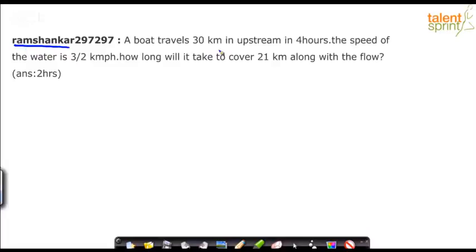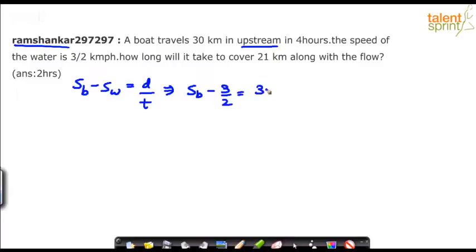Let me quickly solve it. See, the boat is going upstream. Upstream, what happens? Speed of the boat minus speed of the water equals distance by time. So speed of the boat, let's say SB, speed of the water is given as 3 by 2. Distance traveled is 30, time is equal to 4. So how much will be the speed of the boat? Speed of the boat will be equal to 30 by 4 is 15 by 2. 15 by 2 plus 3 by 2 is 18 by 2. 18 by 2 is 9 kilometers per hour.